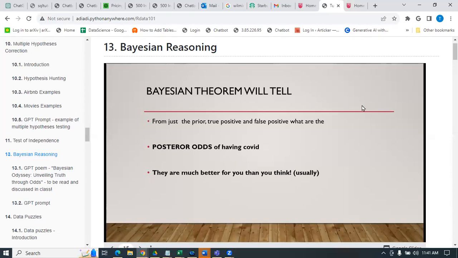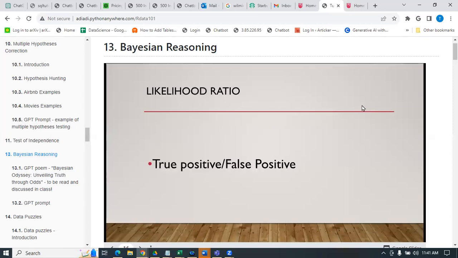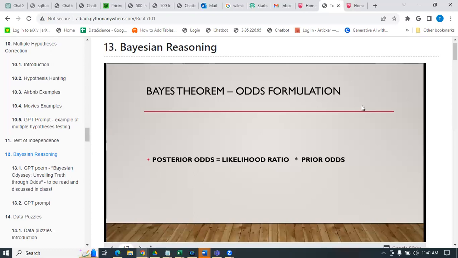So now we apply Bayesian theorem to calculate the odds, the posterior odds of having COVID. They're much better than you're saying. So we calculate the true positive to false positive ratio. It's going to be 0.99 divided by 0.01, which is 99. Now we apply the Bayesian theorem odds formulation, which is very simple. We take prior odds and multiply them by the likelihood ratio, and we get posterior odds. So the likelihood ratio is 99.